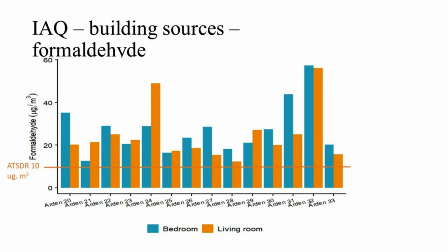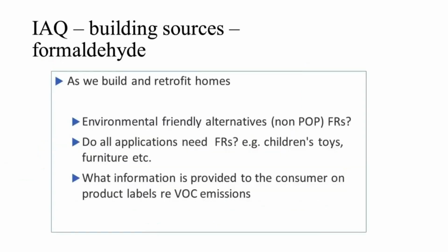We were able to identify what was causing these peaks. This house was doing a lot of cleaning during the monitoring period, but these homes had in the last 3 months done a bit of paintwork, so that's probably driving the levels. As we build a retrofit, we need to push for more environmentally friendly, non-POP alternatives for flame retardants, but also other chemicals. We need to question whether we need to be applying flame retardants to children's materials like toys and mattresses. And we need to be able to visualize, in terms of some sort of label, as we buy a product, how much it will be off-gassing in terms of VOCs over the life of the product.